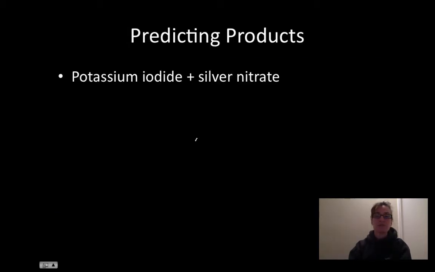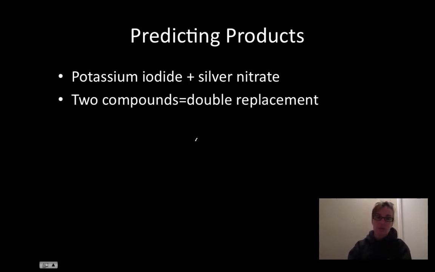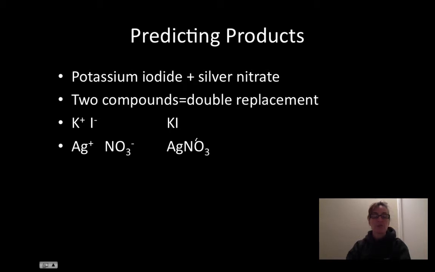For example, if I have potassium iodide and silver nitrate, well, those are two compounds. So that could fit into the schematic of a double replacement reaction. So my products would be potassium nitrate and silver iodide. Let's see if that works. So I write the formula for potassium iodide, which would be KI. I write the formula for silver nitrate, which would be AgNO3.